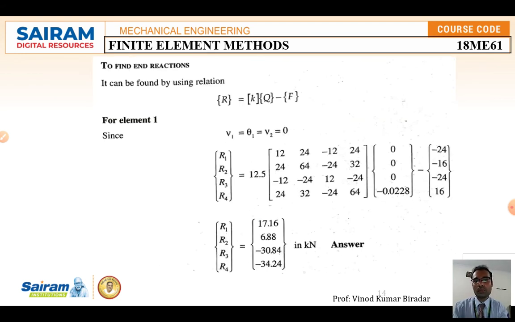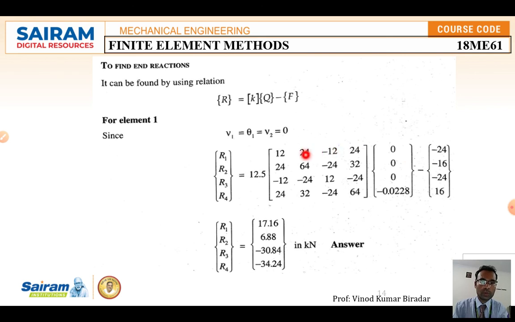Okay, in this problem they are asking for reactions also, so they can be found by using the relation. We have the same by using the elimination method. We have the formula R is equal to KQ minus F. In this problem for the first element, V1, theta 1, V2 is equal to 0, so consider these elements as 0, and substitute values here. R1, R2, R3, R4, so 12.5 substitute here. This is the K value, this is the U value, this is the F value.